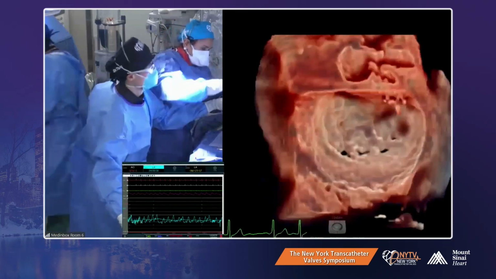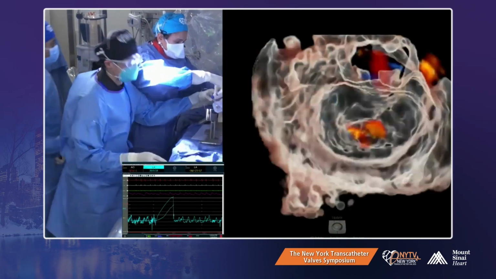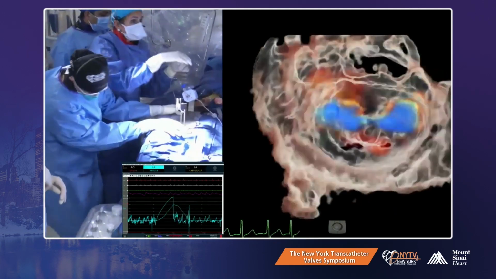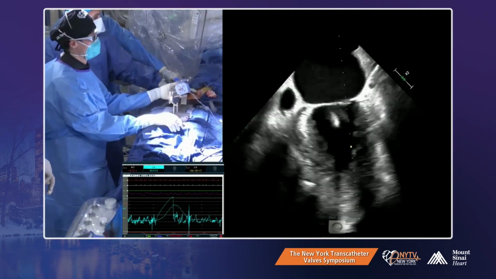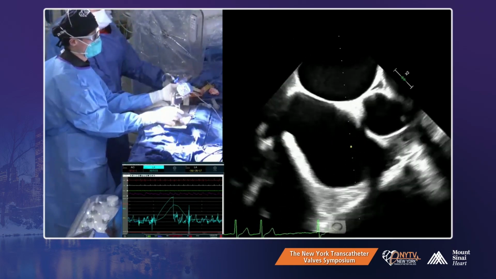Okay, we're gonna remove the guide from the septum now. Let's just look at the ASD. Yeah, let's see the ASD. Next, we're gonna remove the guide now. It's back in the right atrium now.